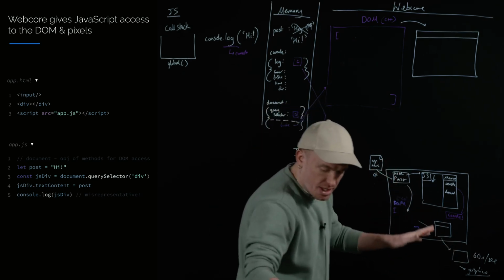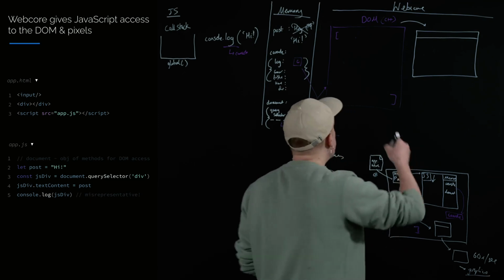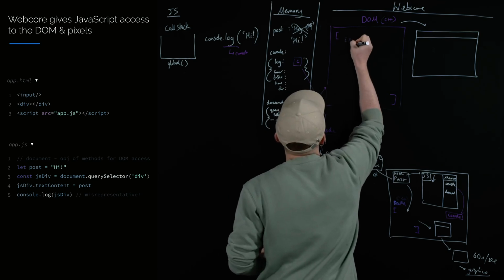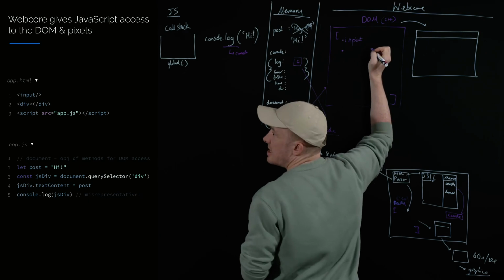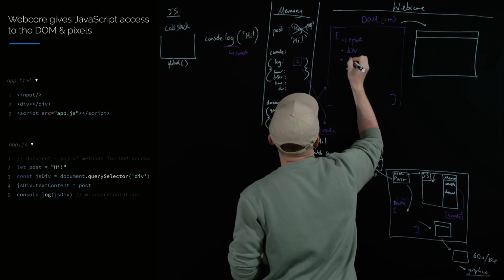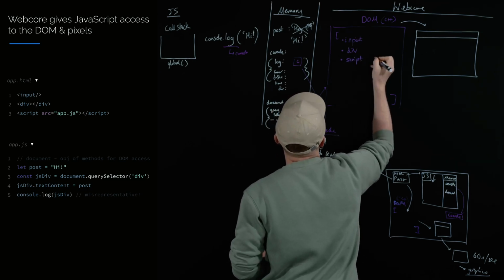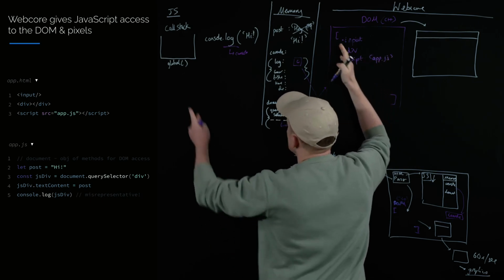Tell me, Alexa, what's the first one that's going to be on our list of elements, our DOM? An input node. Input node, perfect, there it is. I'll do little bullet points from now on to show. Next one is what, Alexa? A div. Div. Next one is? Our script, which is going to trigger or kick off our JavaScript engine running.